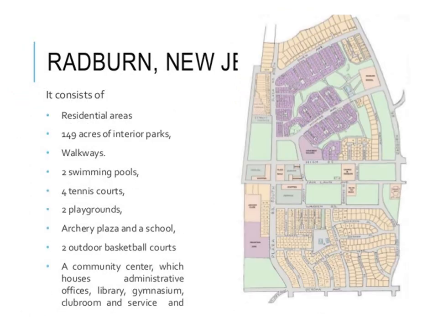Planning the Radburn city, we considered the residential areas: 149 acres of interior parks, walkways, 2 swimming pools, 4 tennis courts, and 2 playgrounds were planned. At the same time, an archery plaza, school, 2 outdoor basketball courts, and a community center which houses administrative offices, libraries, gymnasium, club rooms and service rooms were planned.